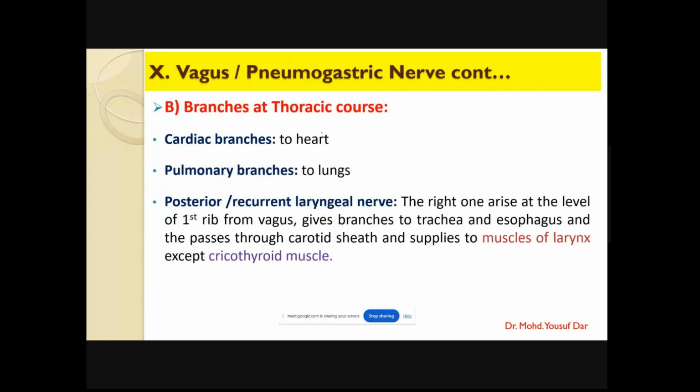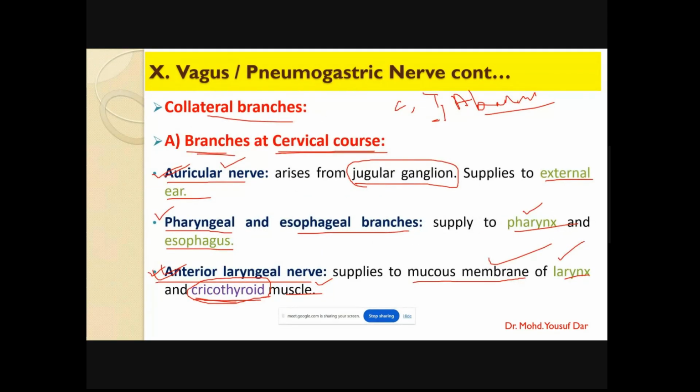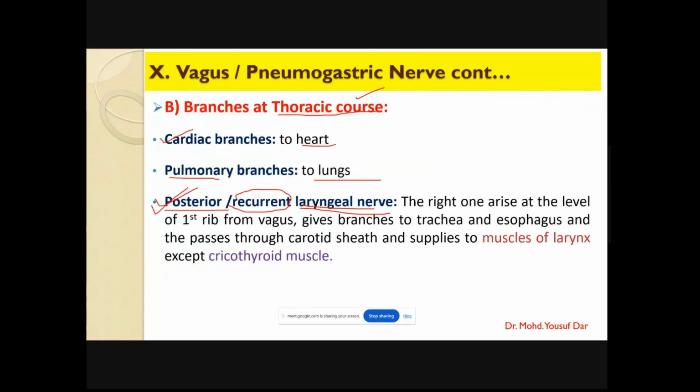Now coming to the thoracic course. So within the thoracic cavity, the vagus nerve gives cardiac branches that supply the heart. It gives the pulmonary branches that supply the lungs, and a very important nerve, that is the posterior laryngeal nerve, or most commonly called the recurrent laryngeal nerve. Okay? The anterior laryngeal nerve was the branch which arises from the vagus in the cervical course, but here it is the posterior. ठीक है, ये anterior laryngeal nerve है, यहाँ पे आ गया in the thoracic course, that means in the thoracic cavity we have this posterior laryngeal nerve or recurrent laryngeal nerve.